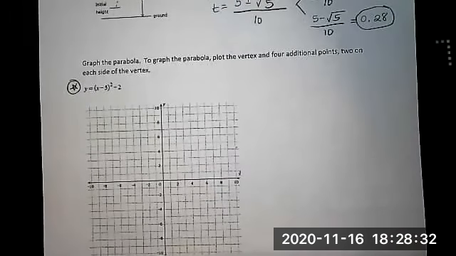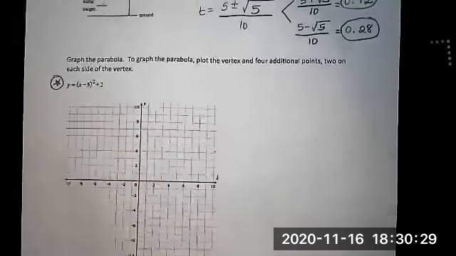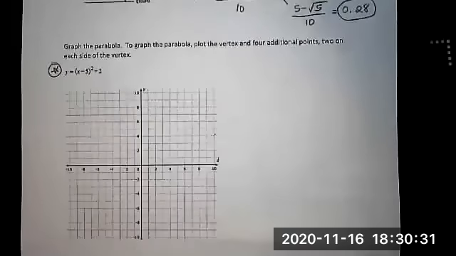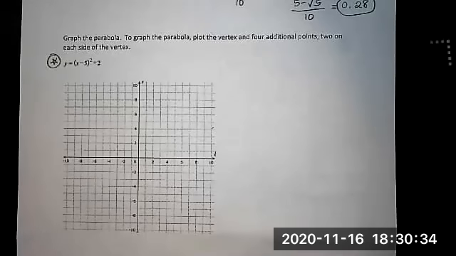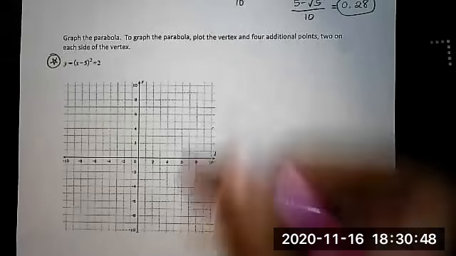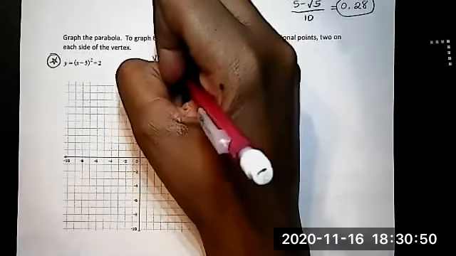All right, so next problem. Graph the parabola. To graph the parabola, plot the vertex and 4 additional points, 2 on each side of the vertex. And this is important. I'm going to add a little piece here by giving the axis of symmetry, which is also important. It's something that may come up later, but you're going to pick 2 points on the left side of the axis of symmetry and 2 points on the right side. So first and foremost, let's get the vertex.